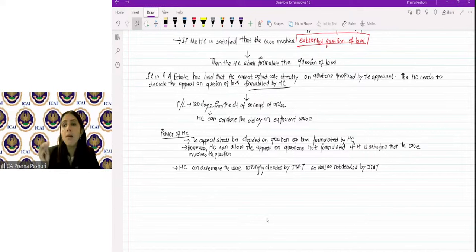Now, what is arm's length price? Arm's length price is the price of those goods or services which a similar, comparable independent enterprise would have paid in similar circumstances.